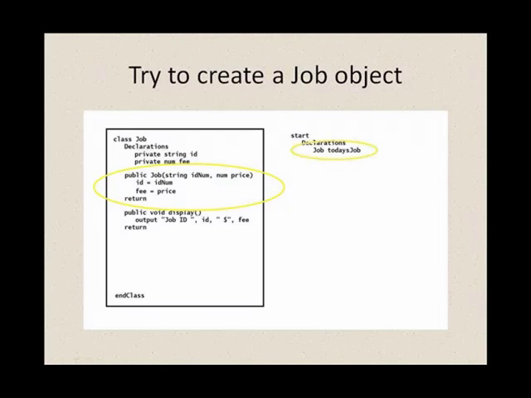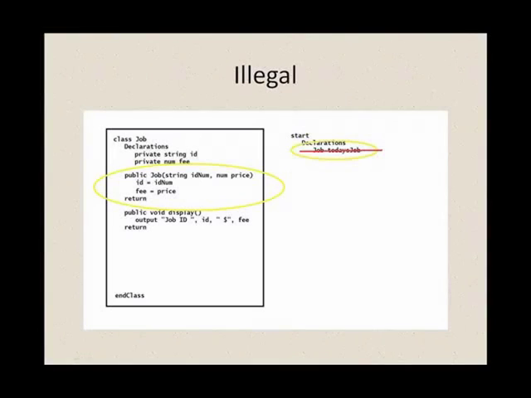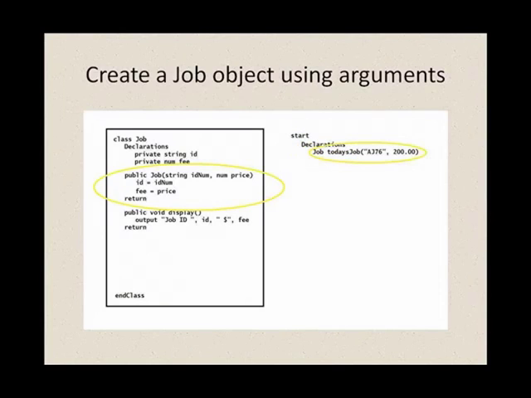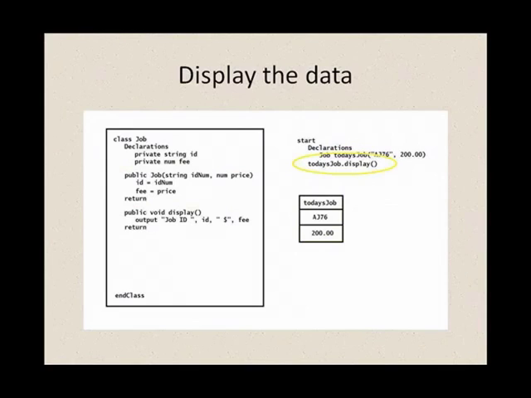So if you start to write a program and declare a job as Today's Job, it won't work because you're trying to declare an object without passing any values for the constructor. Instead, you have to declare Today's Job with 2 arguments. The arguments then can be sent into the constructor, and the job can be created in memory with the assigned values. If you display the values, you can see that they've been set to what was assigned in the constructor.